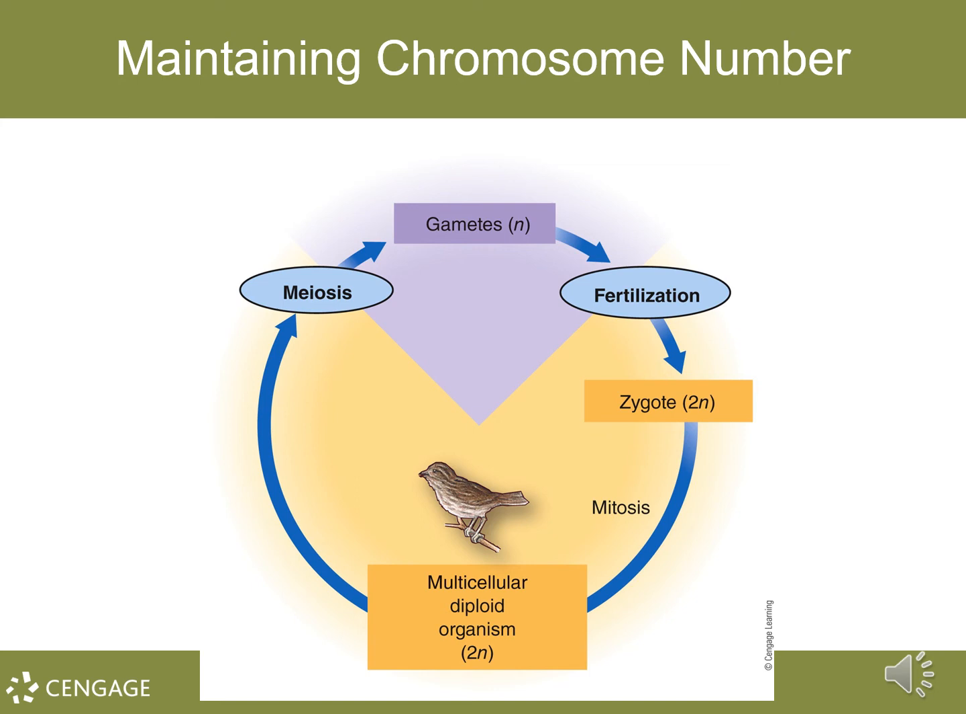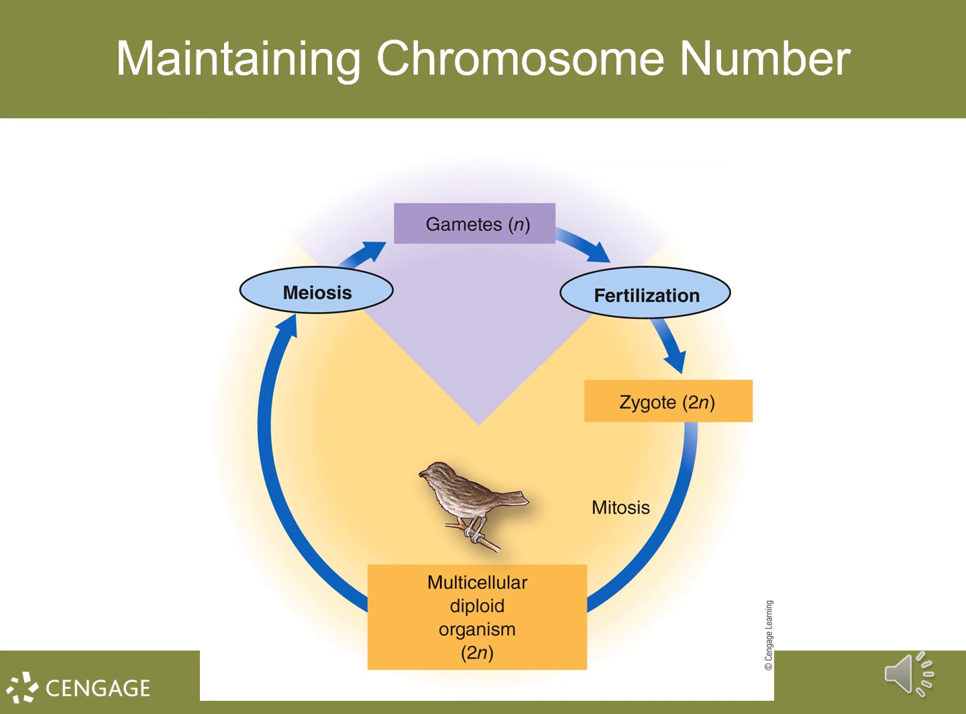When that zygote is dividing by mitosis, all of the somatic cells receive the same diploid set of chromosomes. Remember that mitosis is going to produce identical chromosomes or identical cells. Now, when that organism winds up making eggs or sperm, those cells will divide by meiosis, giving us gametes with an N, with a haploid number.